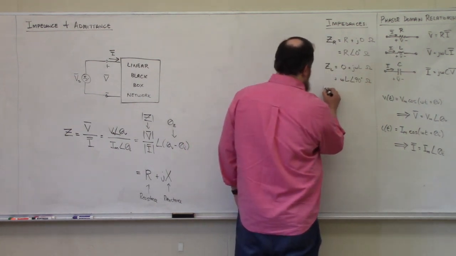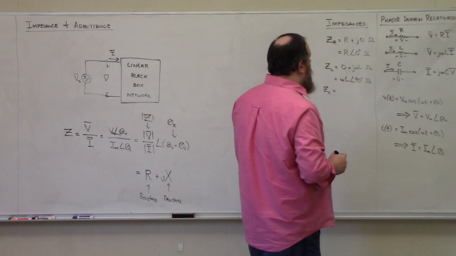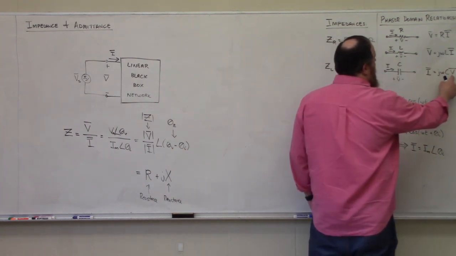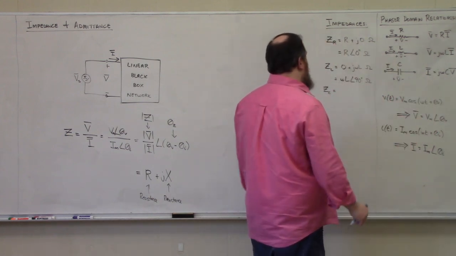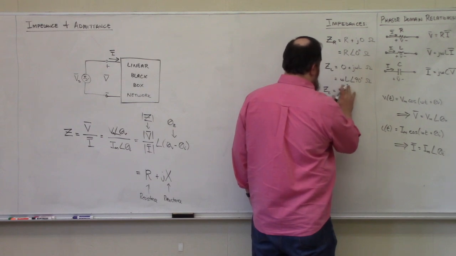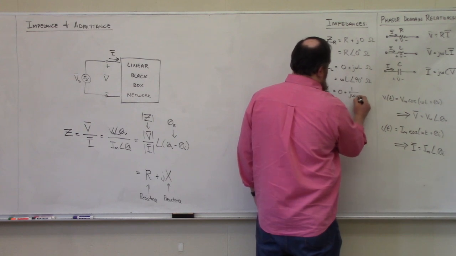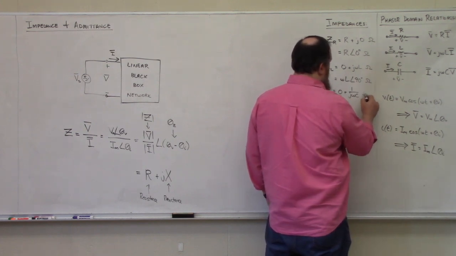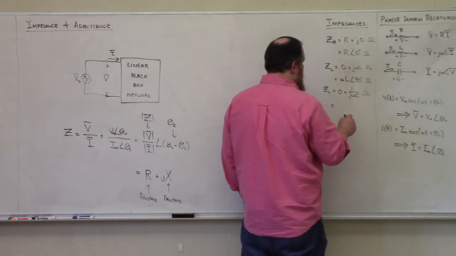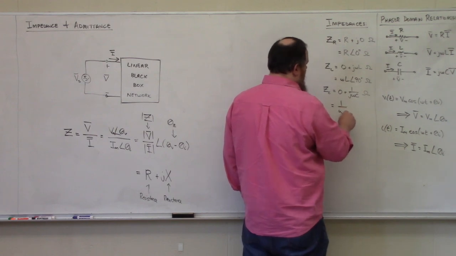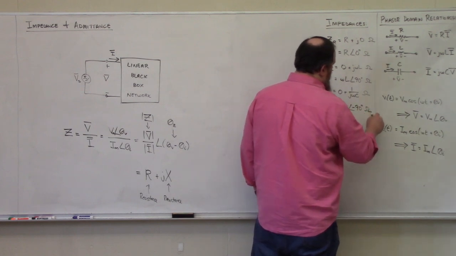And for a capacitor, Z_C, we are going to have V divided by I, so that means we're going to have to move this j omega C term to the left-hand side, and so we get 0 plus 1 divided by j omega C ohms, which in polar form becomes 1 divided by omega C with an angle of minus 90 degrees ohms.